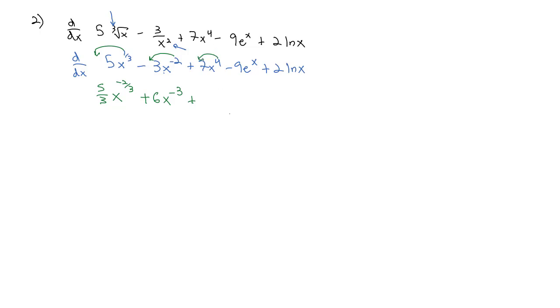Plus, bring the exponent out front. 7 times 4 is 28, x cubed. Minus, with e to the x, that's an exponential, so we're going to use a different rule. The derivative of e to the stuff we know is e to the stuff, so we've got 9 e to the x. Plus, we've got a 2, and the derivative of natural log, we should remember, is the 2 over the x. And so that's it for our derivative using the basic derivative formulas.